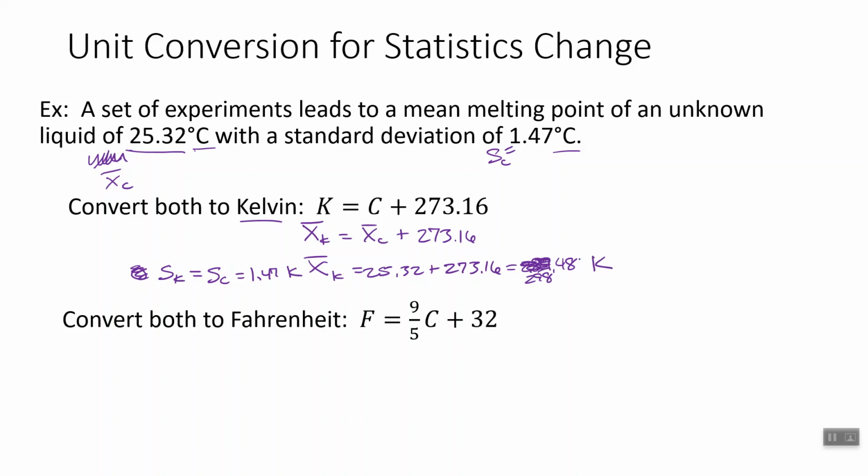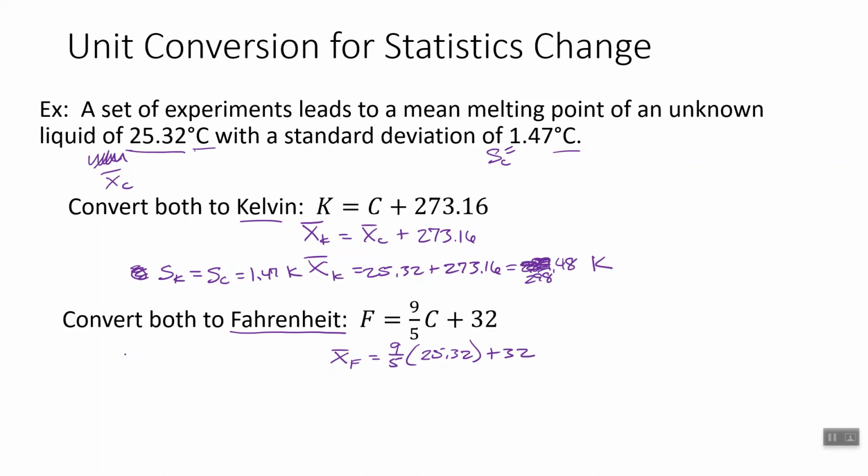And for whatever reason, they don't like to do degrees Kelvin. They just put Ks. But I don't know. All right. Otherwise, we could convert to Fahrenheit. Fahrenheit involves multiplying by 9/5 and then adding 32. So the mean in Fahrenheit would equal 9/5 of the mean in Celsius, 25.32, plus the 32. And we just have to work that out.